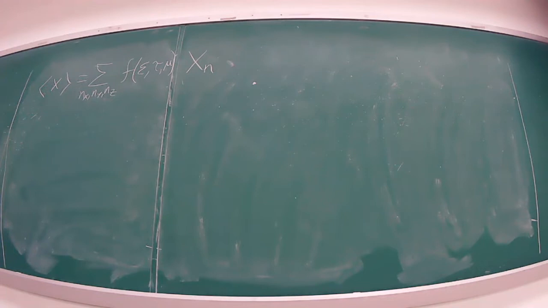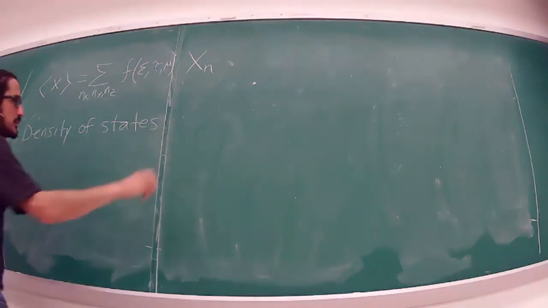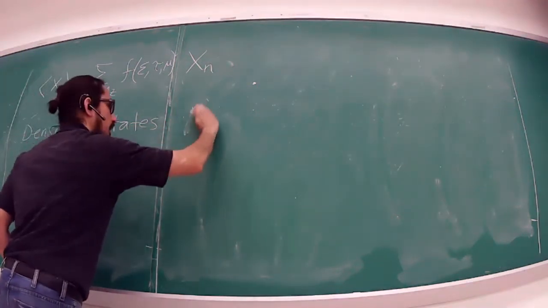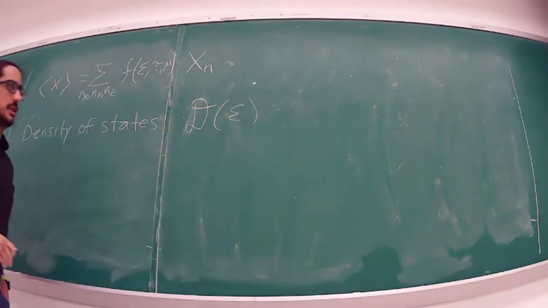Okay, so if we want to compute the thermal average as a function of the energy instead of as a function of the orbital n, we need an auxiliary function, right? So we're gonna call it density of states. And we're gonna represent it as script D.